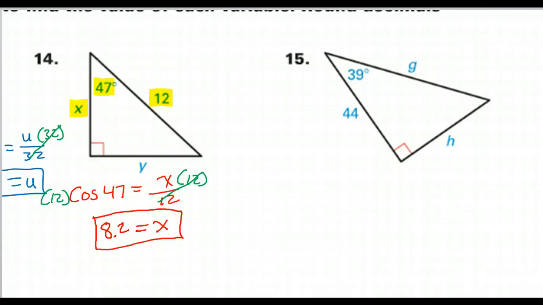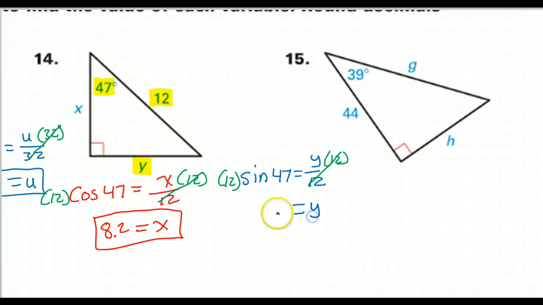So that's x. All right, now if I want to get y, now suddenly I'm looking at opposite and hypotenuse. So that's all about the sine function. So I'm going to go sine 47 is equal to y over 12. Then I will multiply once again to get that y by itself. So that's going to give me y equals 12 sine 47, or 8.8.